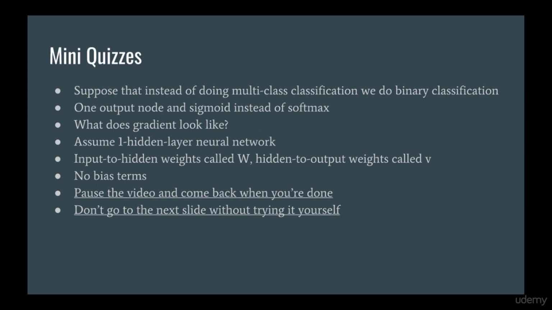Assume that we're using a one hidden layer neural network and we call the input to hidden weights W and the hidden to output weights V. Also assume that there are no bias terms. I'll give you a minute to think about it, or you can pause the video and come back when you have the answer. Please do not go to the next slide without trying it yourself first.